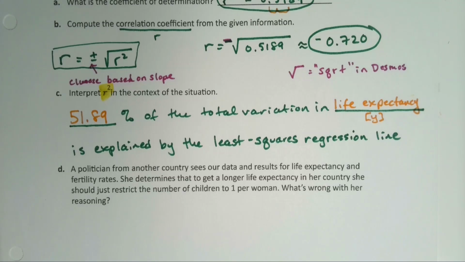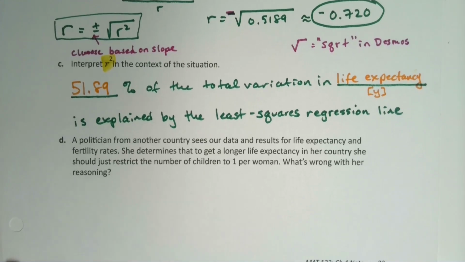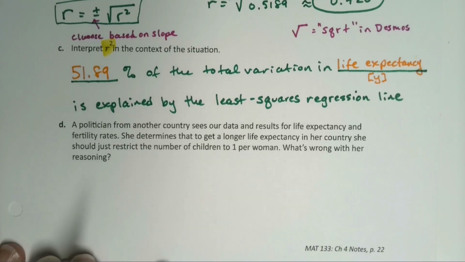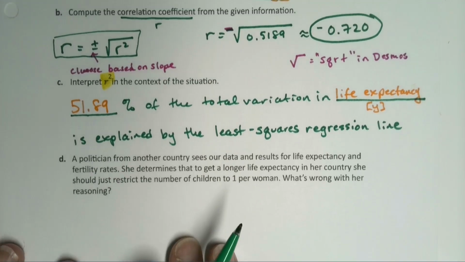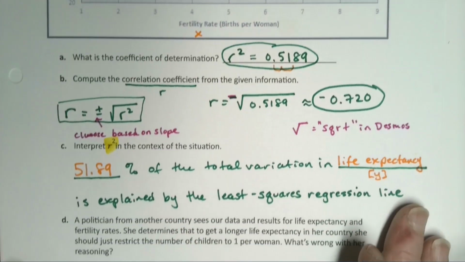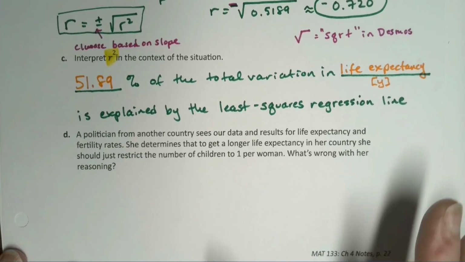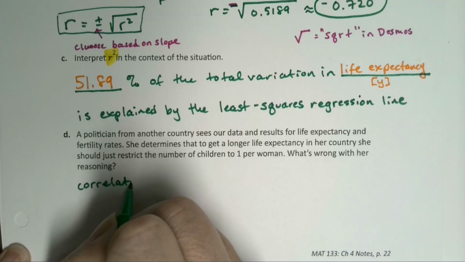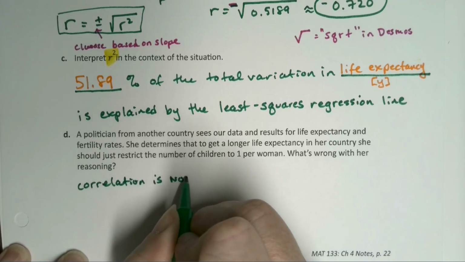Now, a politician from another country sees our data and those results for life expectancy and fertility rates. She determines that to get a longer life expectancy in her country, she should just restrict the number of children to 1 child per woman. What is wrong with this reasoning? Okay, this is a problem with correlation and causation, right? Yes, more children leads to lower life expectancy, but that's not because of the children necessarily, right? What's happening is that there's other things going on. So remember our classic: correlation is not causation.